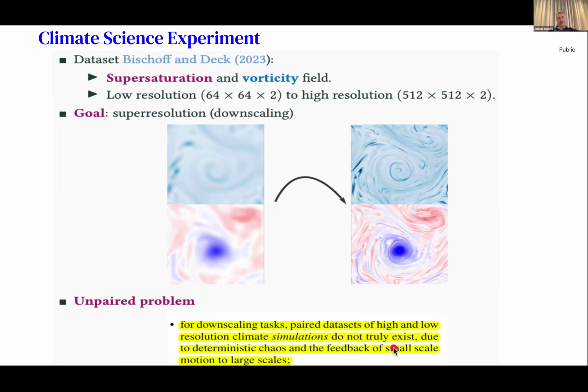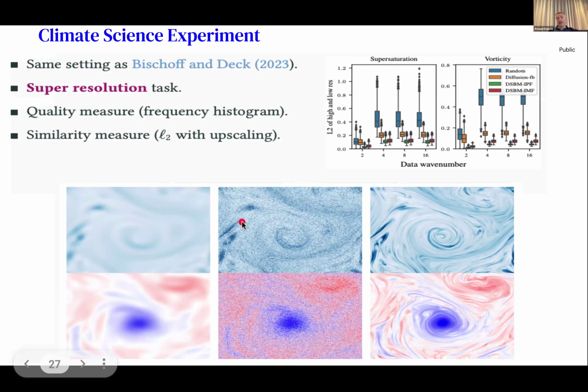Okay, so I remember we have access to a data set. We have high and low resolution climate simulation, but the data are not paired. So the aim of the game is to learn a mapping that takes you directly from low resolution to high resolution. And we see that those kind of techniques actually perform out of the box significantly better than what was available in the literature at the time.